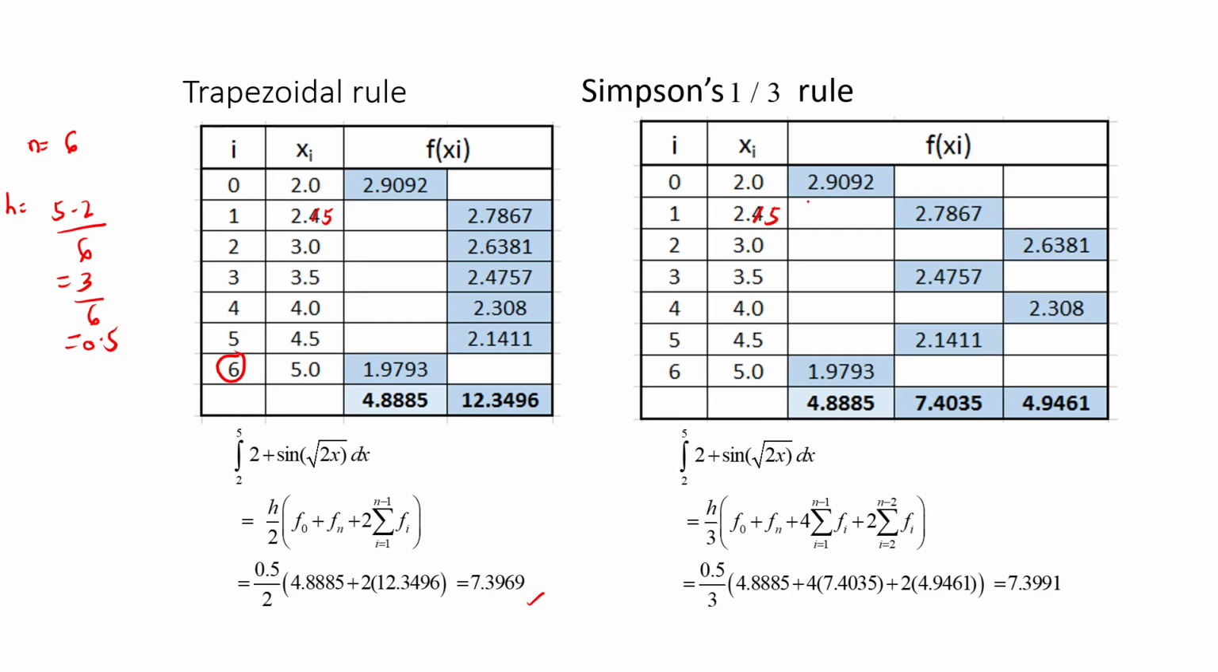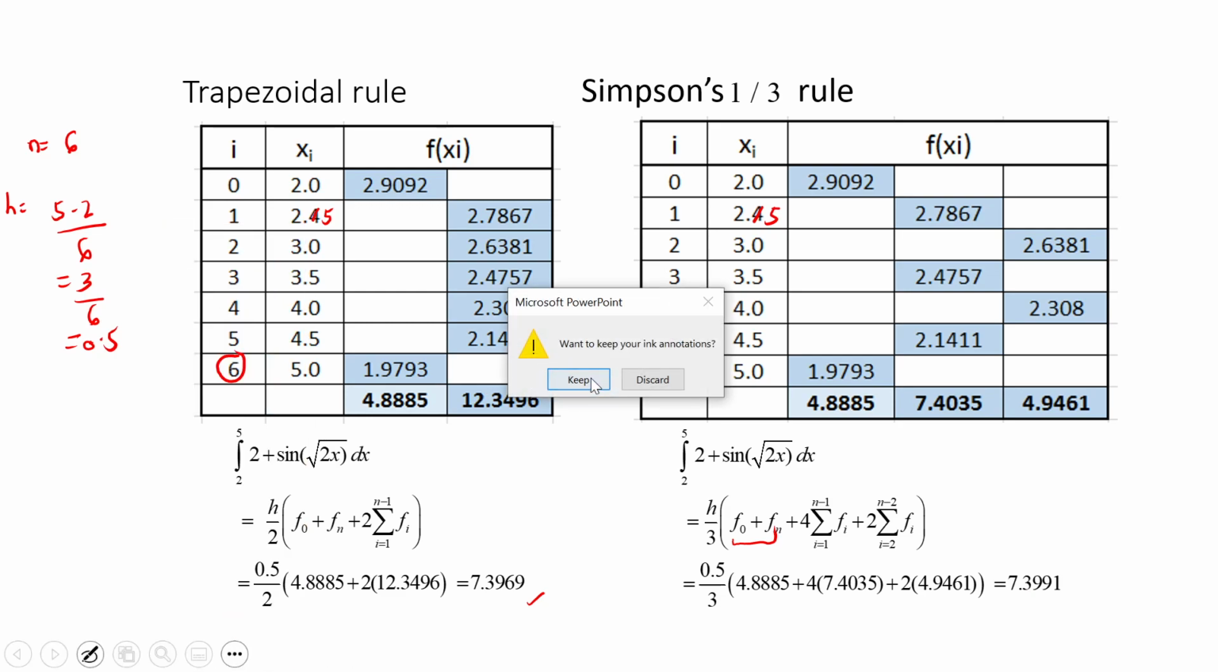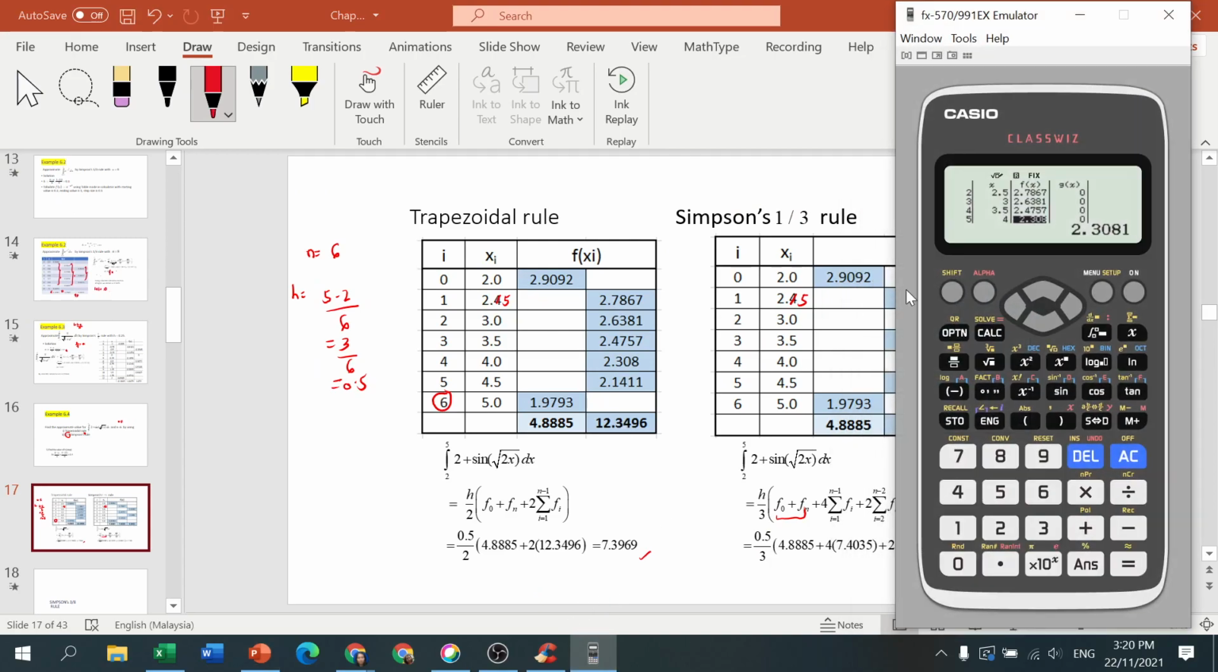And then Simpson one-third. You see, the second column is odd f, the third column is even f. F6 is the last value of f, so move to the first column. Plug into the formula. F naught plus Fn is the first sum, 4.8885. The second sum is here, 4 times 7.4035, and the third sum here, 2 times. So you get this one. The result is 7.3991. And you can check with the exact solution by your calculator.